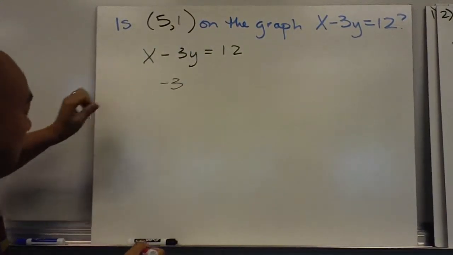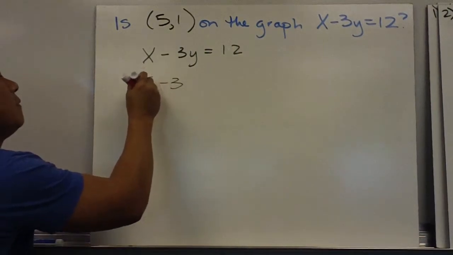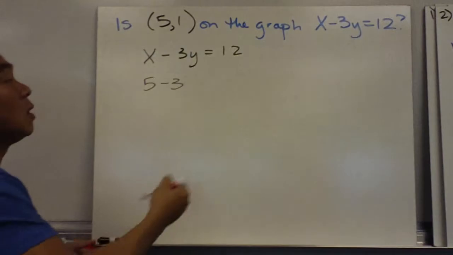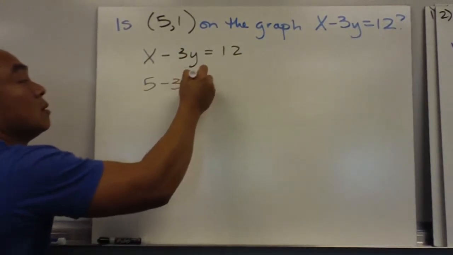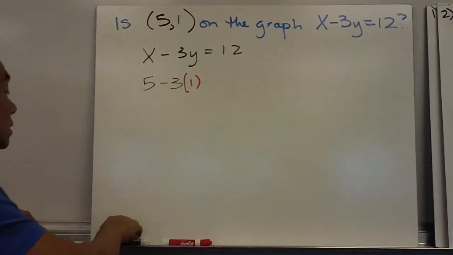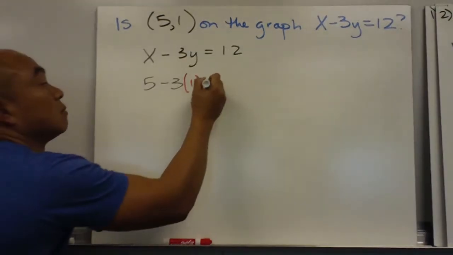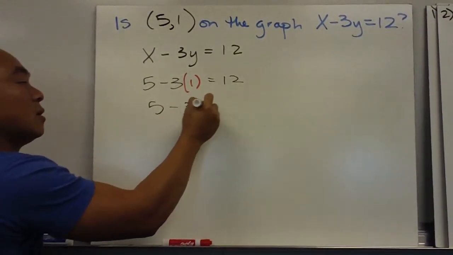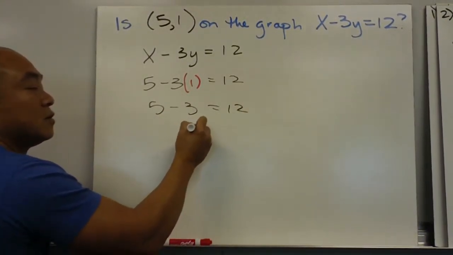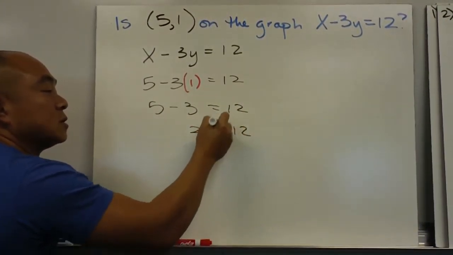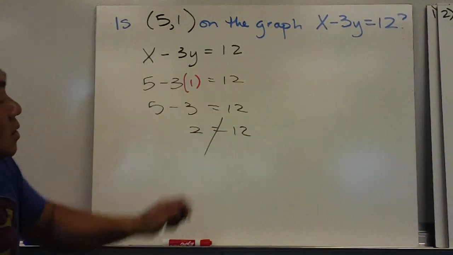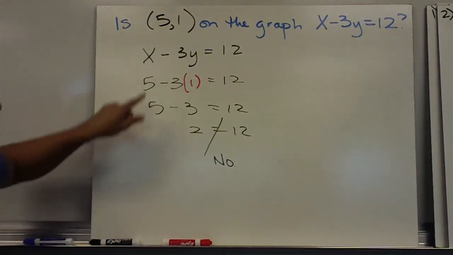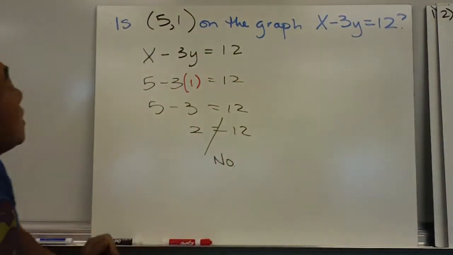Oops, sorry. 5 is your x, and then your 3 is your 1. Your y is your 1. And then let's go ahead and finish it up. Notice that you now have 5 minus 3 is equal to 12. So that gives you 2 is equal to 12, which is not equal. So this is no. This point does not exist on this particular graph.